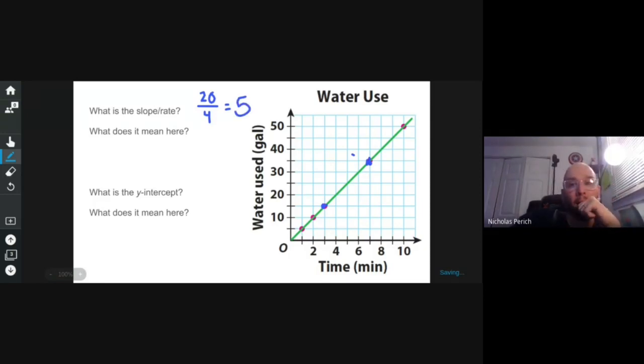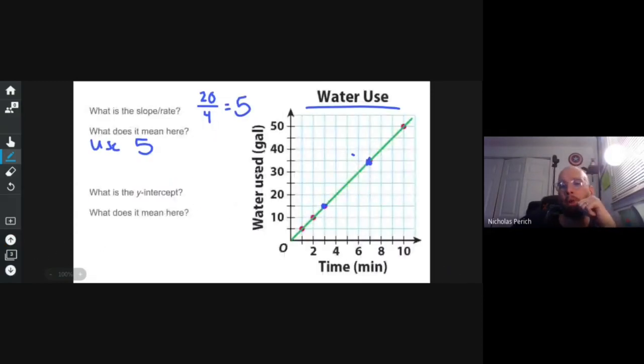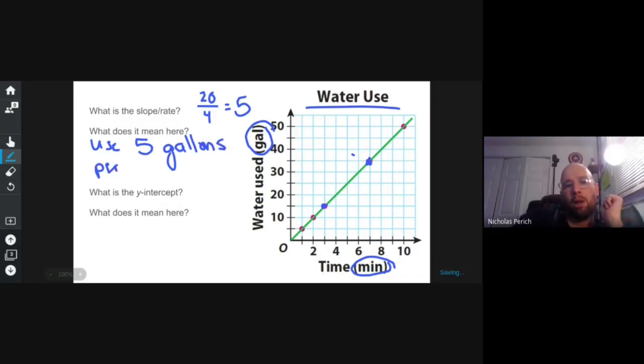What does that mean here? That means if it's water use, we use in real life 5. Now, what I said rate means is the y-axis per x-axis. The y-axis is gallons, and the x-axis is minutes. So I use 5 gallons per minute. 5 gallons per minute.